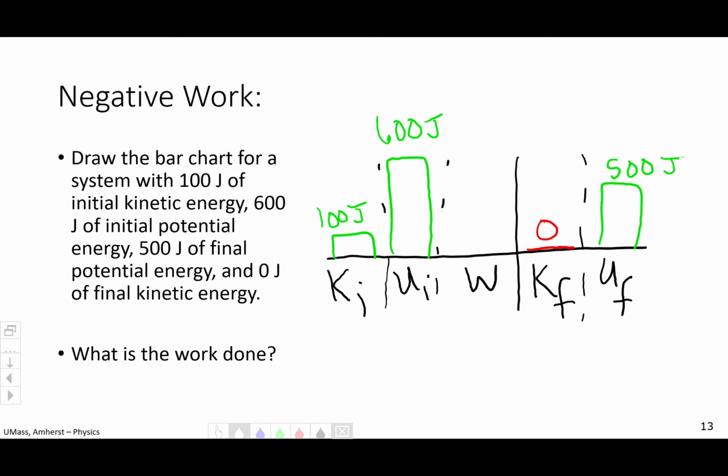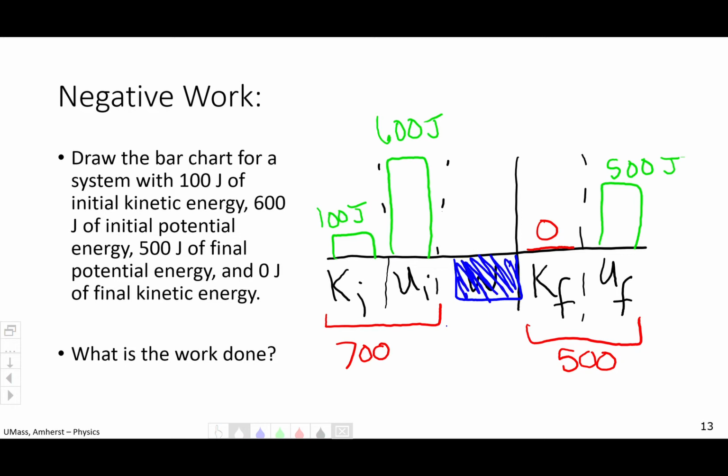How much work was done in this case? Well, our total over here is only 500. Our total from here is 700. So what had to happen was there had to be negative 200 joules of work. So 200 joules of work was done to take energy away from the system.